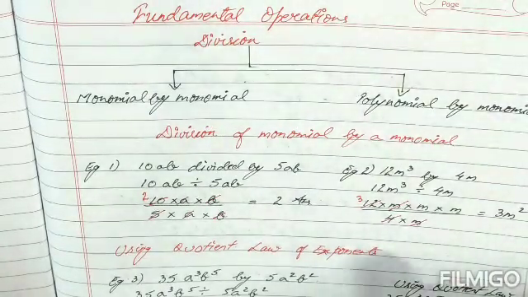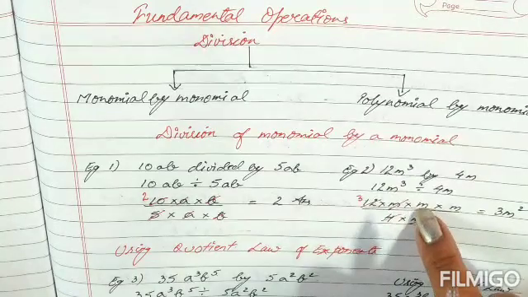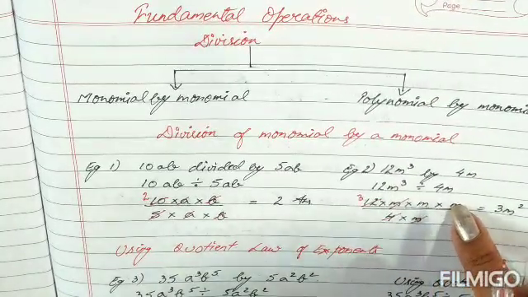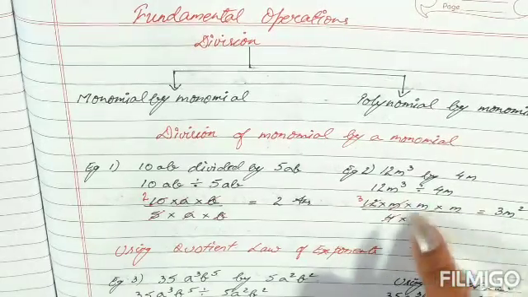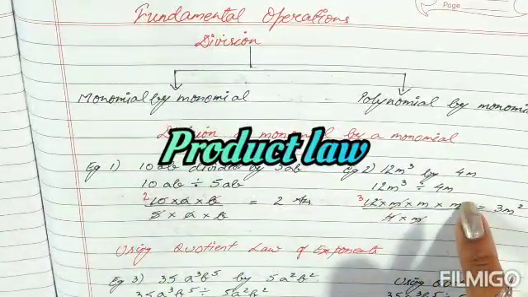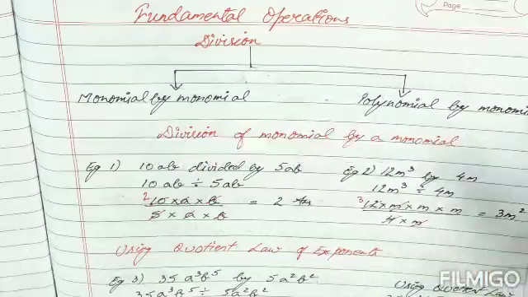Why m square, children? Because how many times do we have m? One time and one more time. Remember, in the last video I have already told you that if the bases are the same, the powers are added up together. Same thing is over here, children.